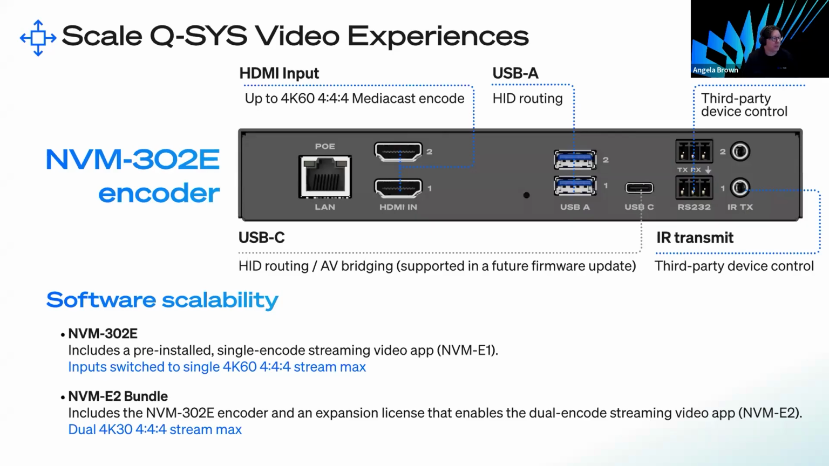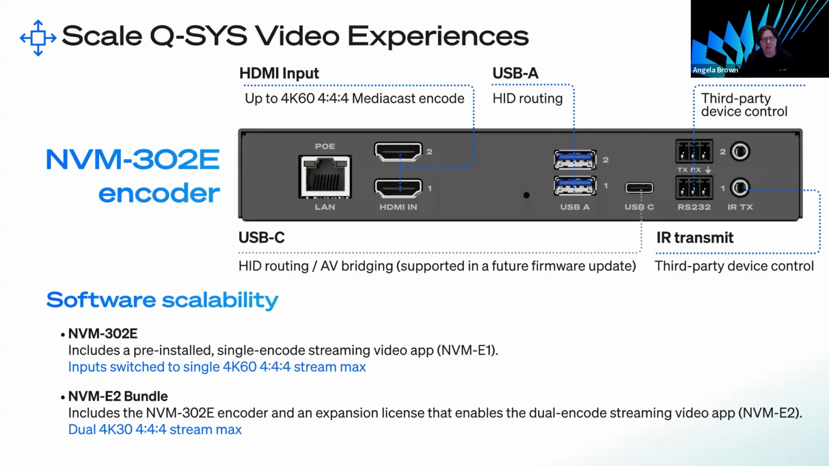The encoder has two flavors. There are two SKUs, the NVM 302E and the NVM E2, and we'll talk about what those two are in just a second. Looking at the back of the box, we've obviously got our PoE network connection. We have two HDMI inputs. We have USB-A for HID routing. We have USB-C for both HID routing and AV bridging. This is not a capability at the moment. This is something that I am quite confident is under development and will be released as soon as it is stable and flexible and usable for all of us. But that is the goal for that USB-C connection, is to have AV bridging there in the future.